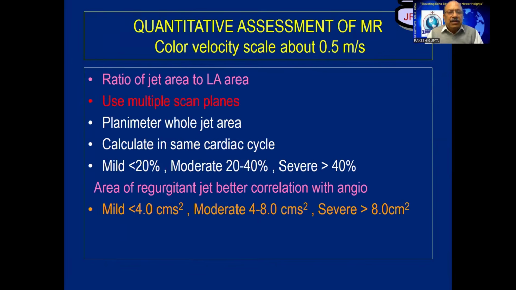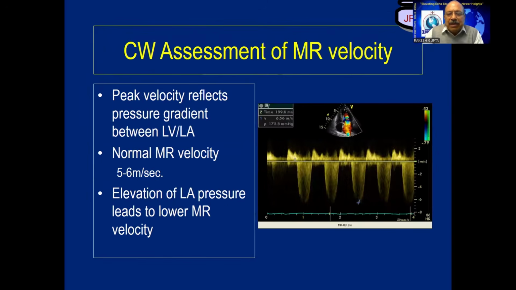Let's move on to other things, like what we do to assess MR quantitatively. Color velocity scale is about 5.5 meters per second. What does that mean? Now, if I look at my color Doppler spectrum pattern over here, this is my Nyquist limit. This Nyquist limit on either side should be 50 to 60 centimeters per second, or 0.5 to 0.6 meters per second.